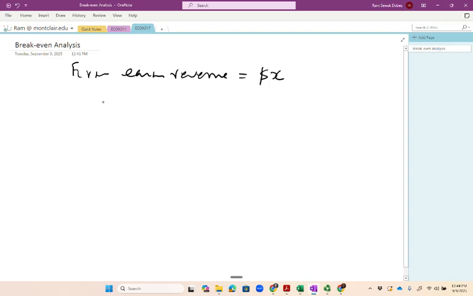For every dollar of revenue it earns, it has to spend a variable cost which is 75% of the dollar. So if it has earned X dollars, it must spend 0.75x as the variable cost. We are also given that the firm has a fixed cost of $1,000.